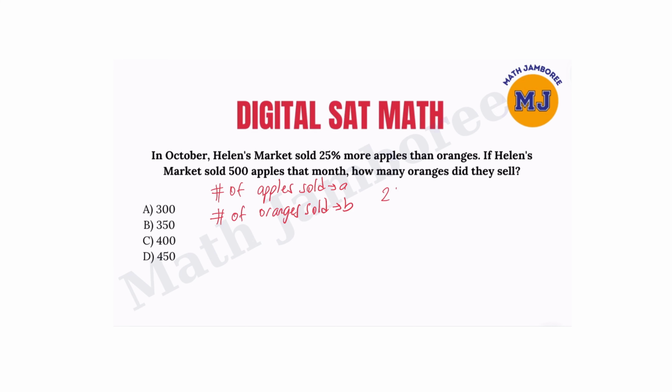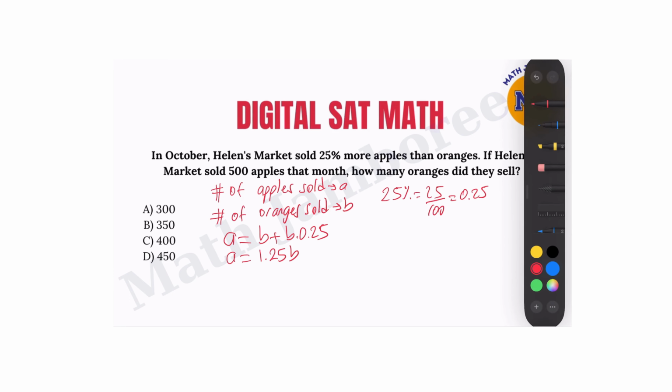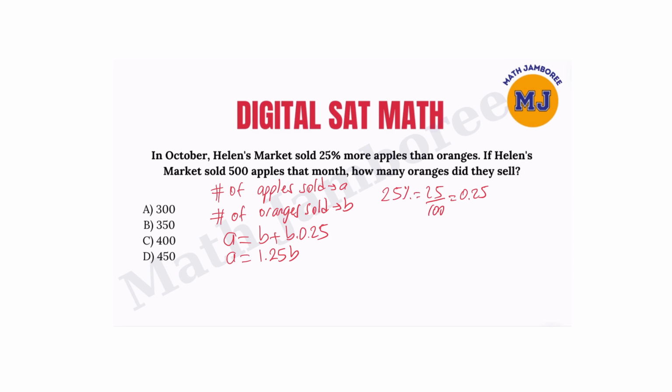And there is 25% here. 25% means 25 over 100. In decimal, we can put this as 0.25. So if you set up the equation, apples are A equals B amount plus B times 0.25. So this is equal to 1.25B.